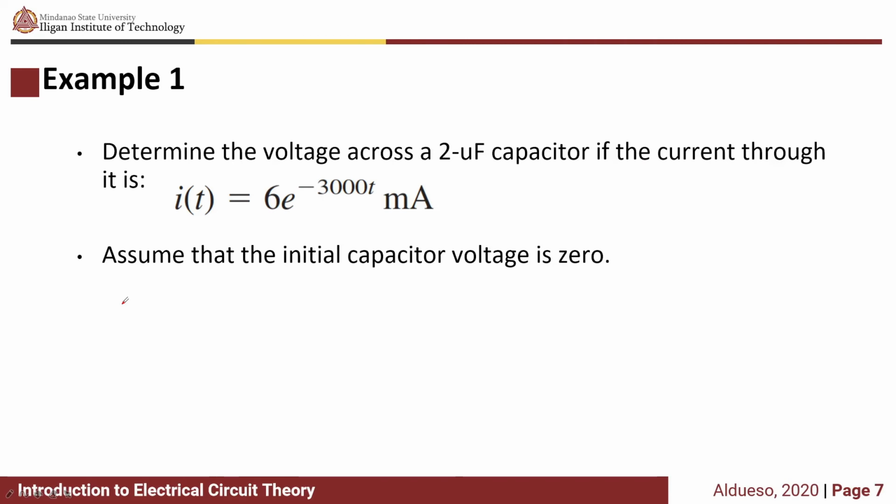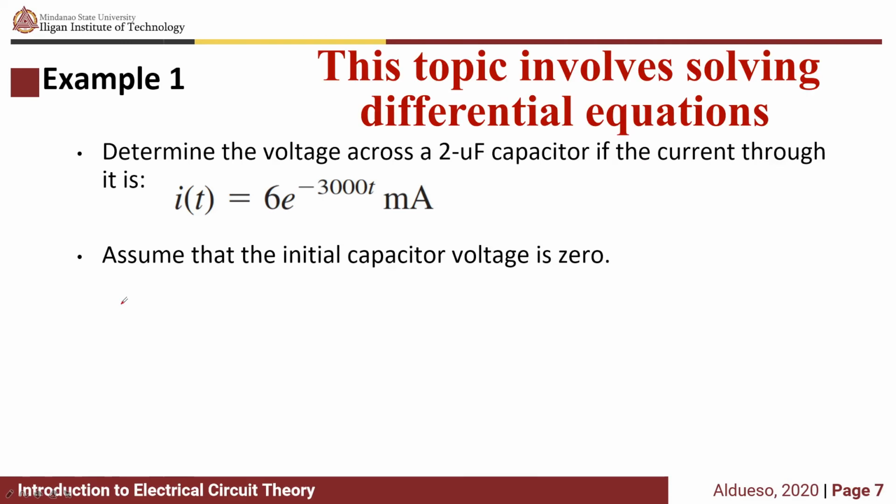For example number 1, determine the voltage across a 2 microfarad capacitor if the current through it is 6e to the negative 3000t milliamperes. Assume that the initial capacitor voltage is 0. So we assume that our initial time is equal to 0.